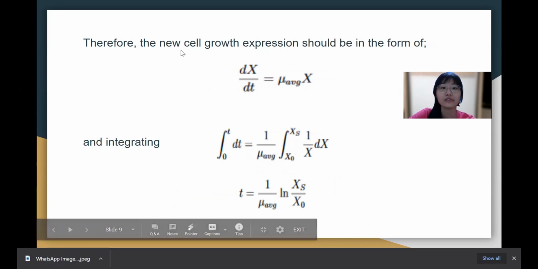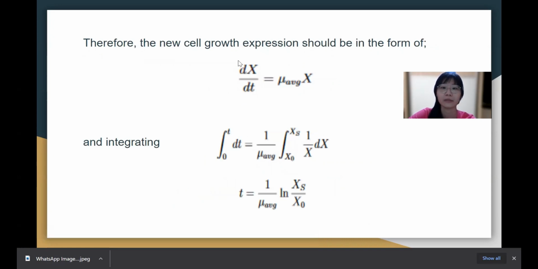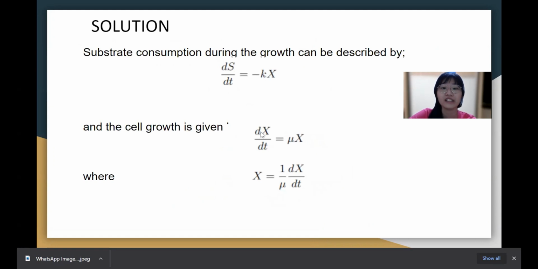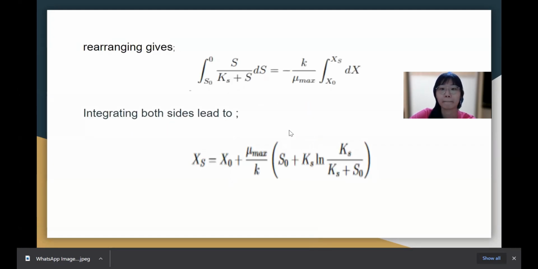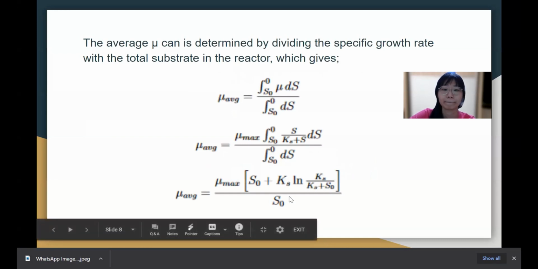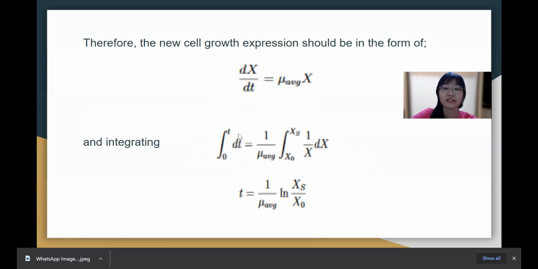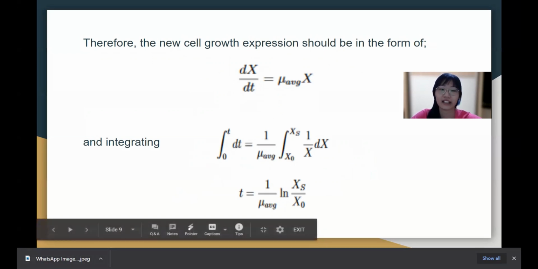Okay, so therefore the new cell growth expression should be in the form of dx over dt equals mu average x. Because in the previous slide, it was dx over dt equals mu x. But after that, we found the mu average, so we replace the mu with the mu average.